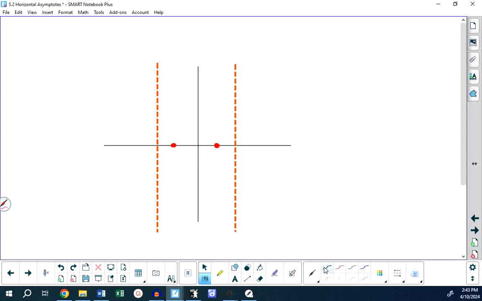And in the sake of, again, being mindful with the time we have available to us, I'm not going to label those. If you want to write in there 1 over root 3 and negative 1 over root 3, that's fine.